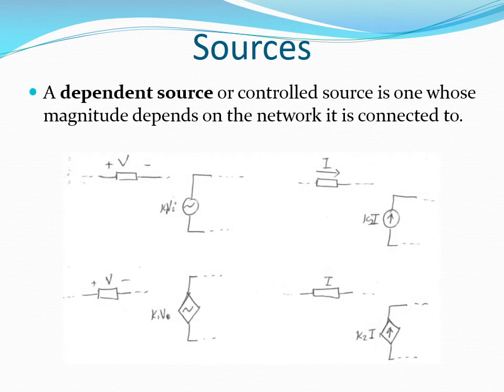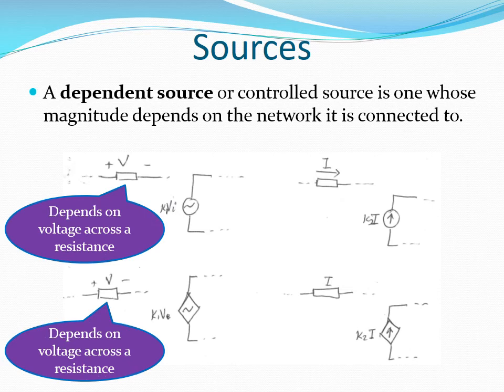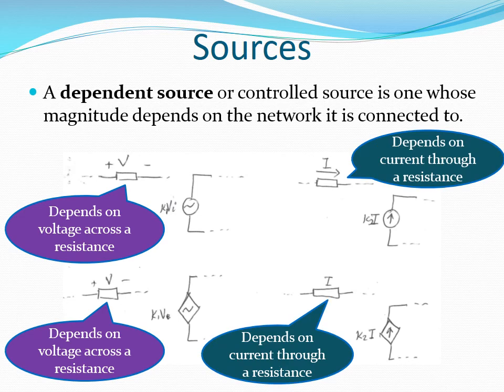A dependent source or controlled source is one whose magnitude depends on the network to which it is connected. In other words, the magnitude depends on the voltage across or current through another element in the network. In the illustration, on the left, the magnitude of the voltage source depends on the voltage across a resistance. On the right, the magnitude of the current source depends on the current through a resistance. We can also have situations where the magnitude of a voltage source depends on current and the magnitude of a current source depends on a voltage.